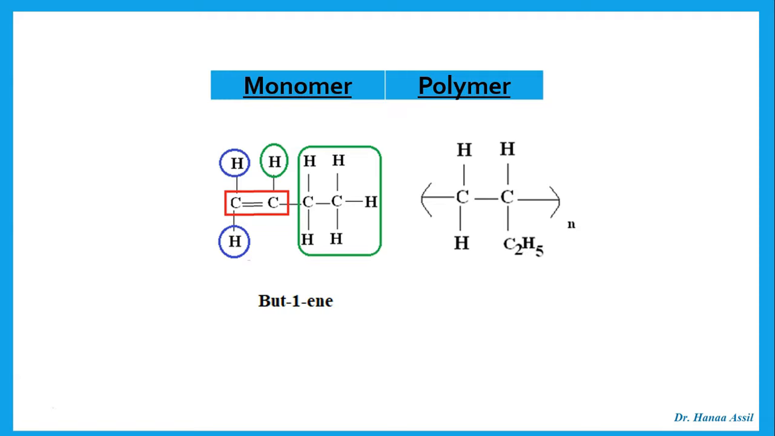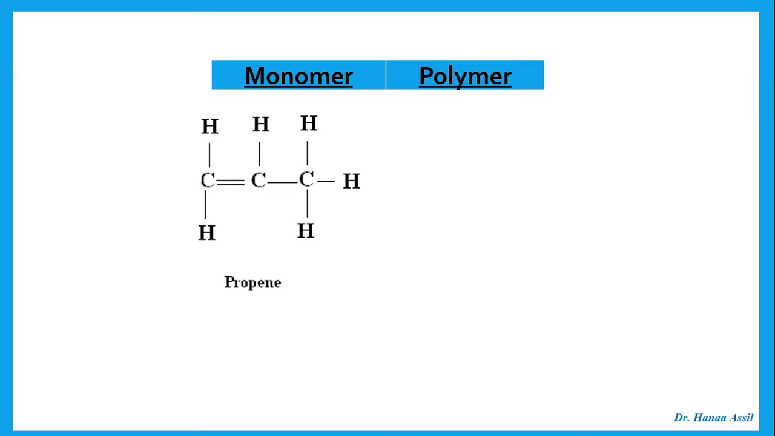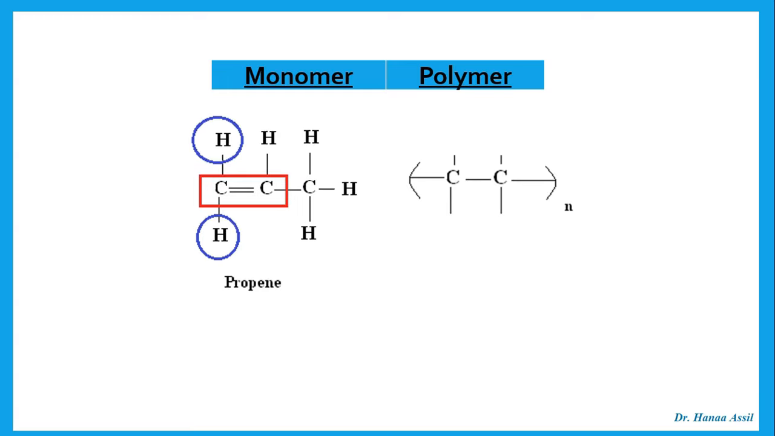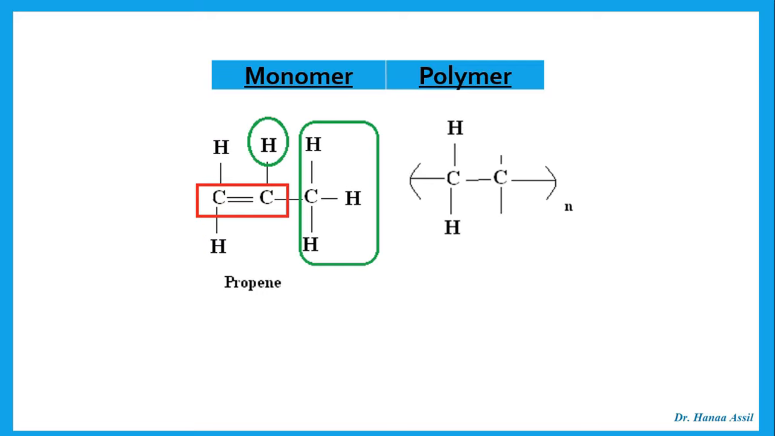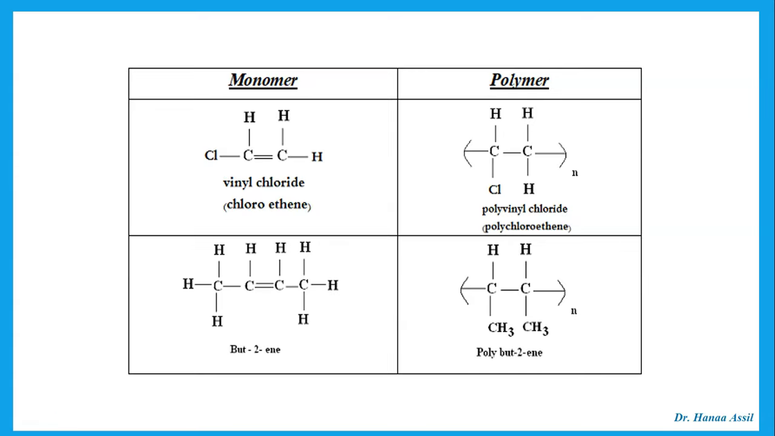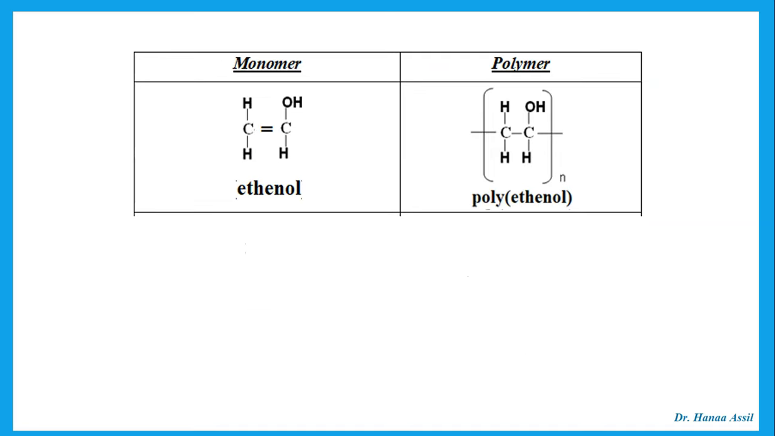And if the monomer is called but-1-ene, then the polymer is called the same name, poly(but-1-ene). Polymer of propene, again, look at the double bond, make it single, bond on the right and bond on the left. Then each carbon is bonded to what? This is bonded to 2 hydrogens. The other one is bonded to a hydrogen and a carbon that is bonded to 3 hydrogens. Again, if I'm starting with propene, then my polymer is polypropene. The same way we draw all the polymers that are starting with a double bond.